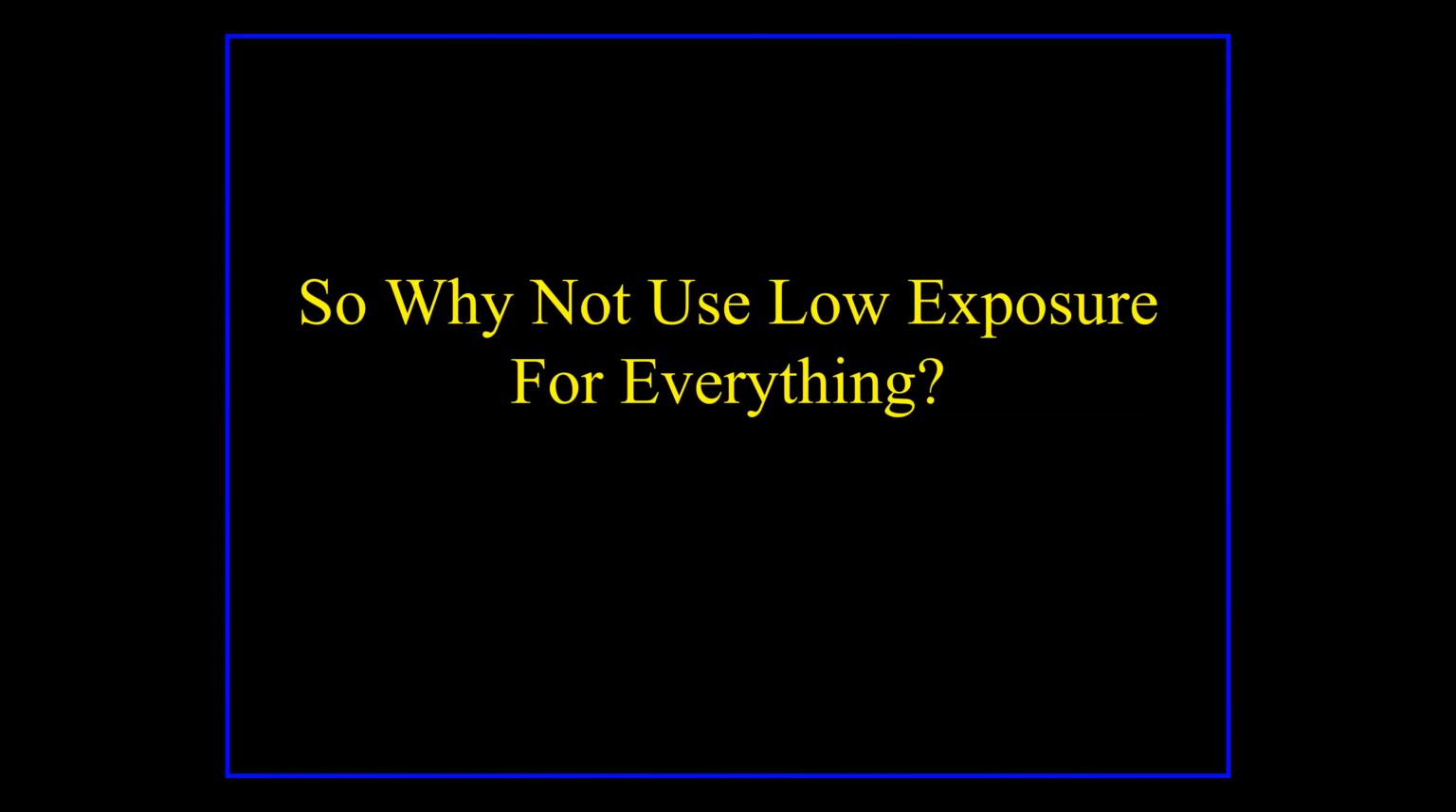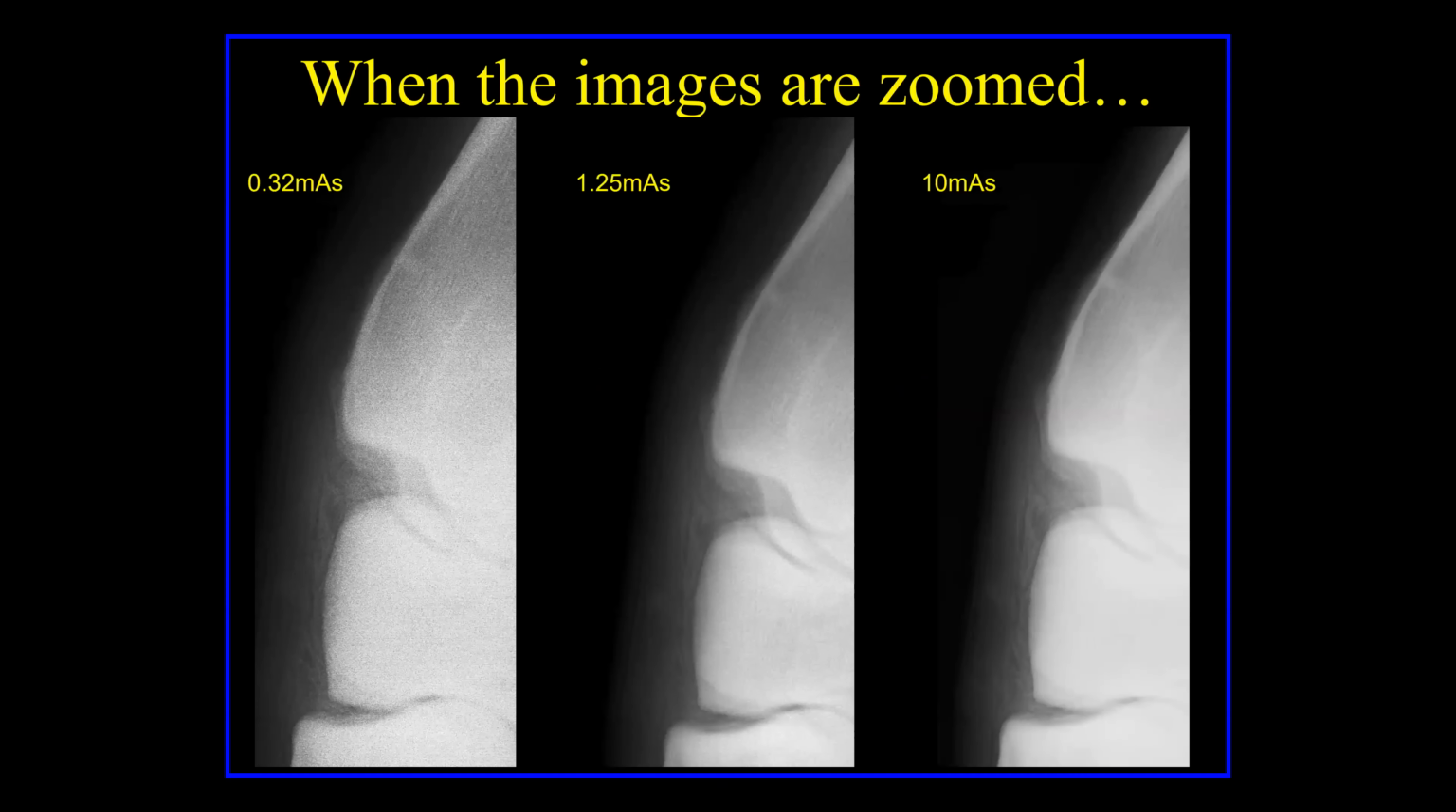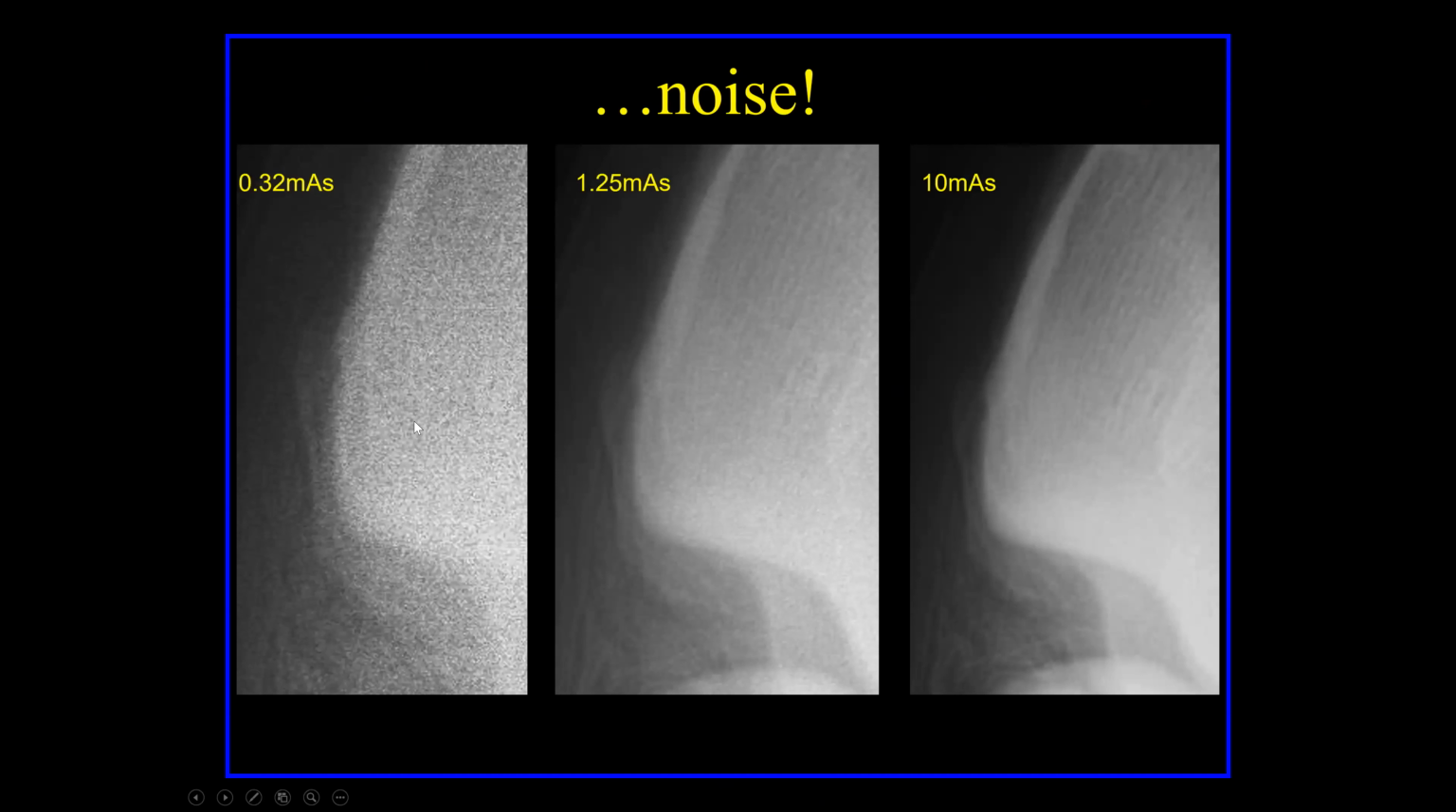If you use low exposure for everything, here's what you're going to get. So we zoomed up. Now we electronically magnified the images of this horse carpus. So over here on this side, this one's at 0.32. Here's the radiocarpal bone. Here's the distal end of the radius, 1.25 and 10. And what's the difference between these? They're all kind of the same shade, but if you look at the detail, this one's super grainy. This one's kind of grainy, and this one you can start to see little linear areas of the trabecular bone. So the image quality is much better. And if we blow it up even more, it becomes even more apparent.